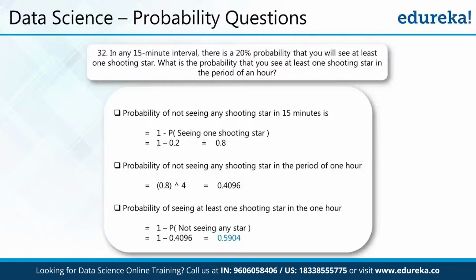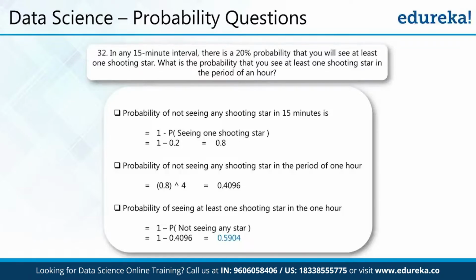And as you know, probability is always between 0 and 1. So if I would like to calculate the probability of not seeing the shooting star in 15 minutes, which is the opposite of this, right? These are independent events. If I take 1 minus the probability of seeing a shooting star, 0.8 will then become the probability of not seeing the shooting star in a 15-minute interval.